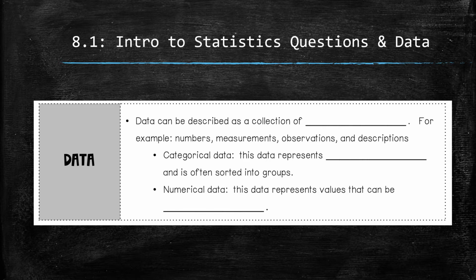Statistics is the science of collecting, organizing, analyzing, and interpreting data. And data can be described as a collection of facts. There are two types of data. You can take data on categorical information that represents characteristics, and we often sort those into groups, or numerical data that represents a value that can be measured using numbers.